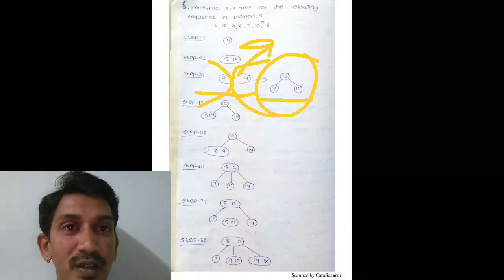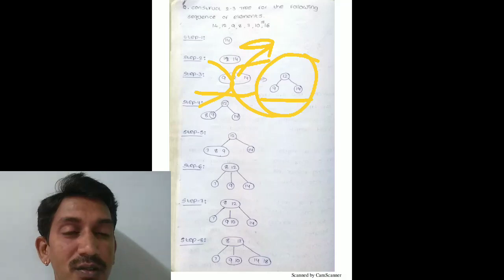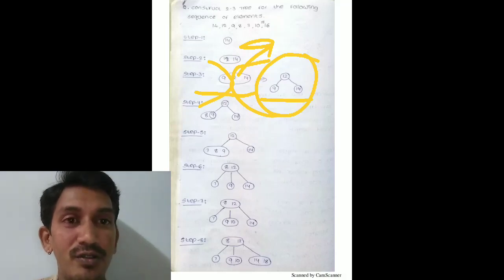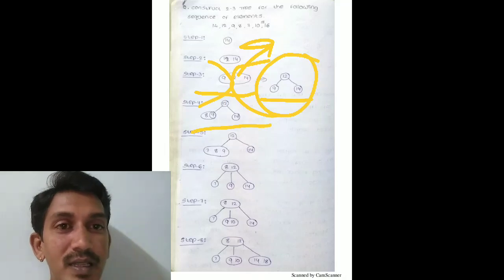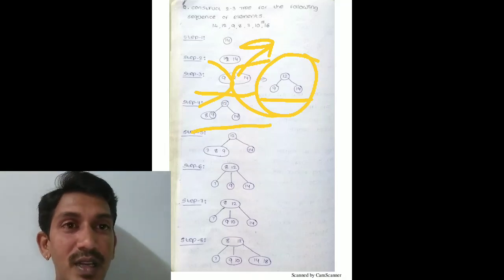Coming to step 4, the next element is 8, that will be inserted in this place. 8 is smaller compared to the root node, so we have to insert it as a left child. 9 is there, but 8 and 9 we have to maintain as 2 data items in one place like this. And coming to step 5, the next item is 7, so we have to insert it as a left child of the root node 12.